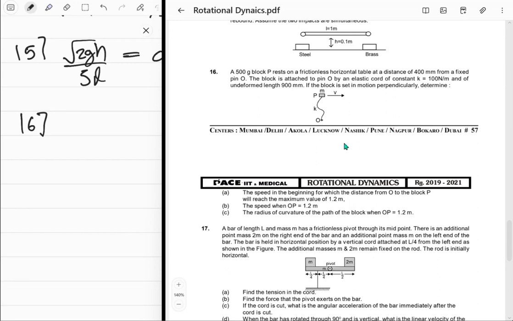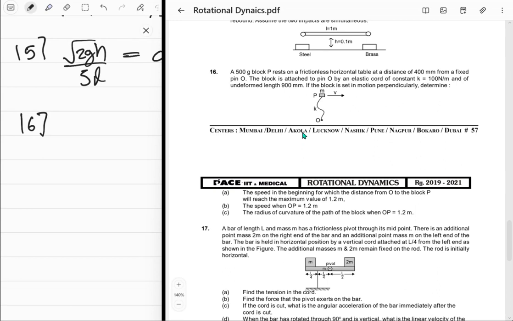The block is attached to a pin O. Okay, so this horizontal table, we are taking the top view. The block is attached to a pin O by an elastic cord of constant K. This is like a spring. That's very weird. And of undeformed length 900 millimeter.